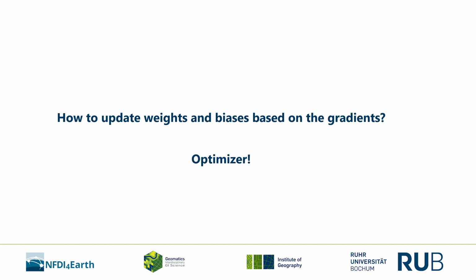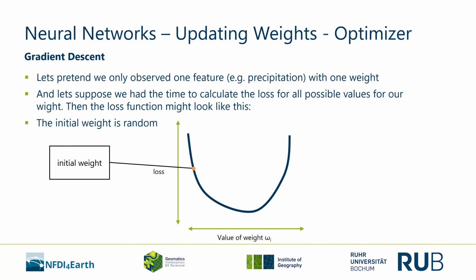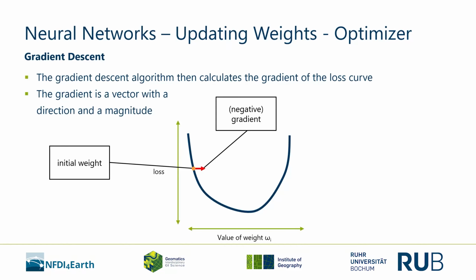There are many optimizers, but we will start by focusing on the gradient descent optimizer. Let's say we have only one input feature and thus only one weight in our neural network. And let's assume we had the time to test every possible weight to plot the resulting loss with the blue curve. After the random weight initialization, we are right here. Now, using backpropagation, the error has been propagated through our model and we obtain a gradient.